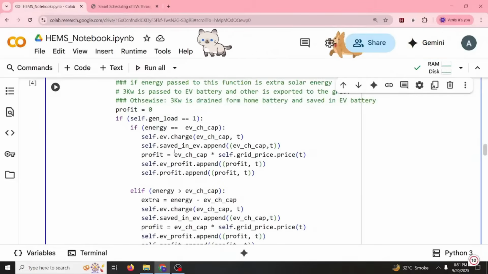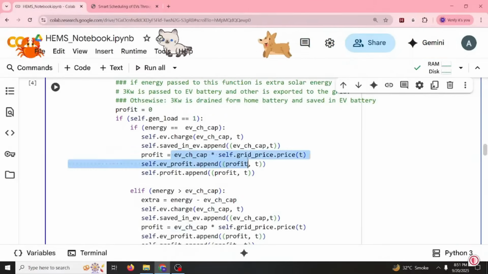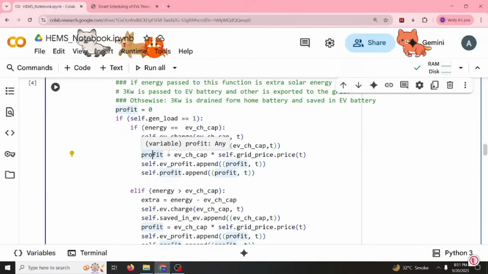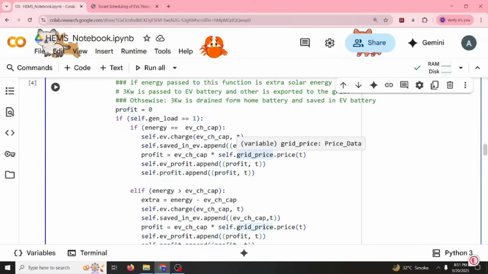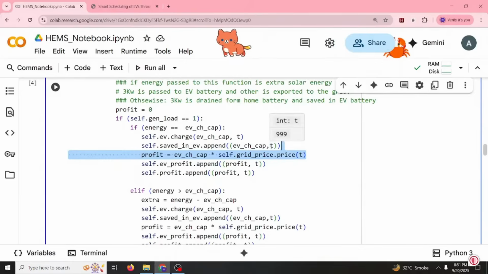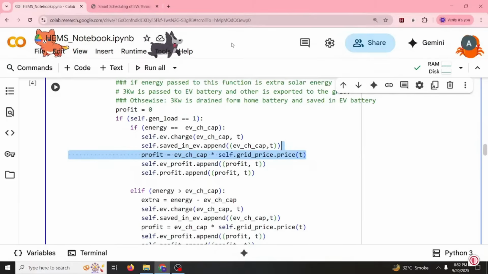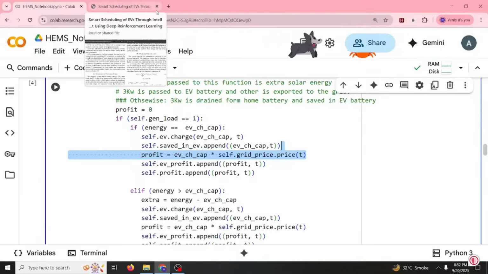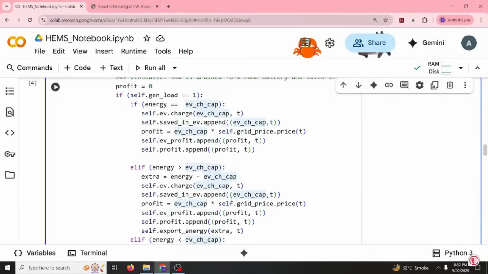And this is the EV charging function here. The EV charging function is exactly similar. And we also say that if we charge the EV at a given time, we just earn some profit, because we are charging the EV from the home batteries, so that we do not need the grid. That means we are charging the EV from renewable energy, that is solar, not from the grid. So we are also earning profit by maximizing renewable energy usage.